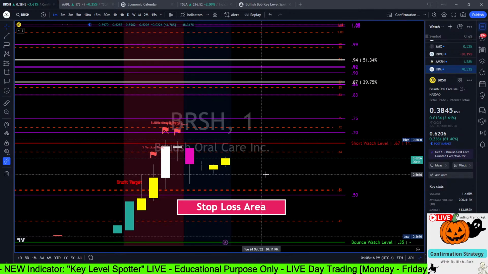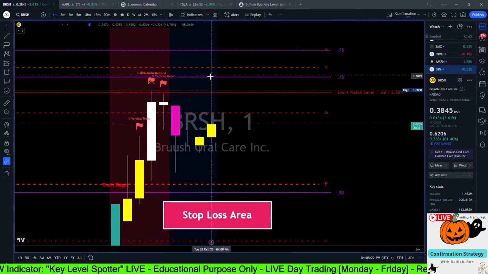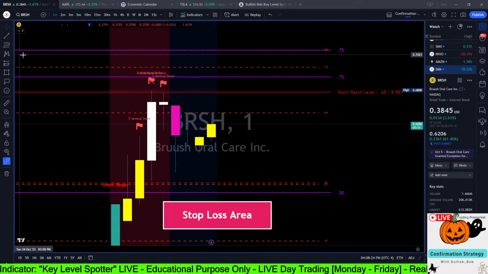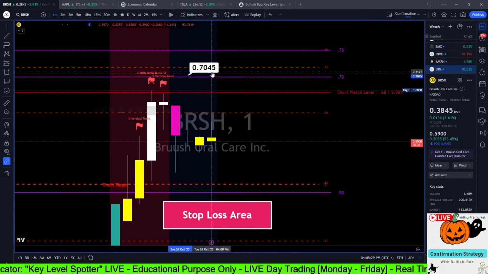BRSH getting a little bit of volume here. That's what we want to see. 70 cents would be a target. If it starts to come under 50 cents, there's room for concern. We're looking for a target up here, right? Here's 70 cents. Let me put a little price tag so everyone can see that. That's what we're looking for.